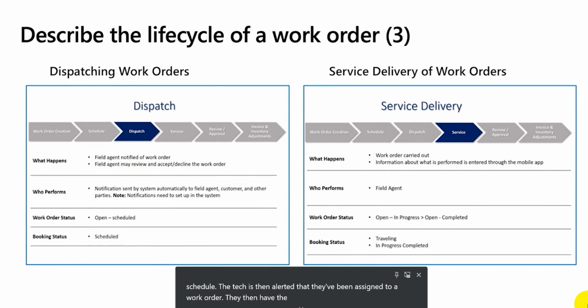They then have the choice to accept or to deny the work order. And once they accept the work order, the system will notify the other involved parties. Once the tech arrives at the customer's location, they'll note it in the system so that the status updates to in progress. And when the tech performs and completes the service, they'll update the work order through the field service mobile app. The work order status will then be updated from in progress to completed.